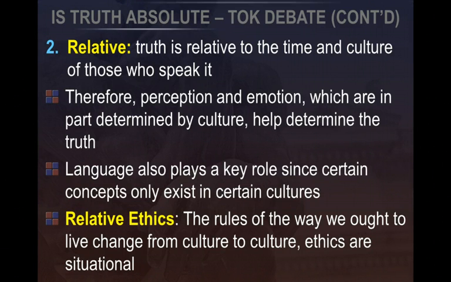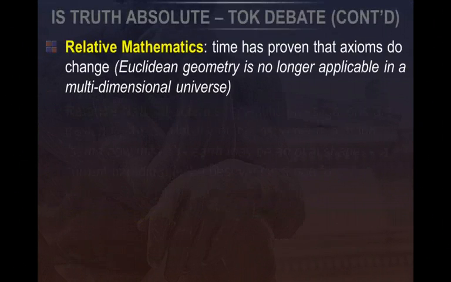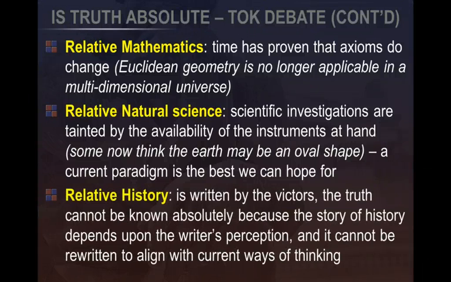But when you said absolute ethics, to me that also made sense. Which is it? Relative mathematics. Do the axioms change? Well, for example, Euclidean geometry, which is the geometry you've learned, is no longer applicable. Einstein kind of shattered that. Euclidean geometry really works well on a flat plane, but not in the multidimensional universe as we know it.